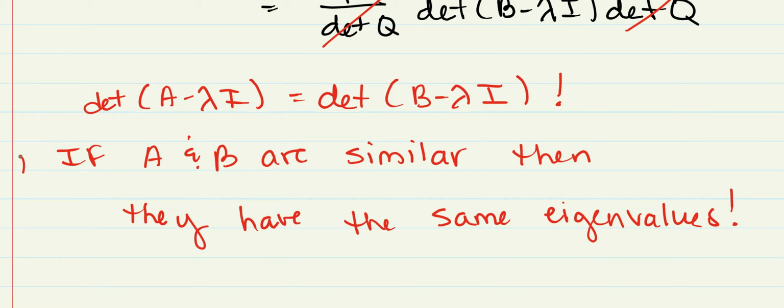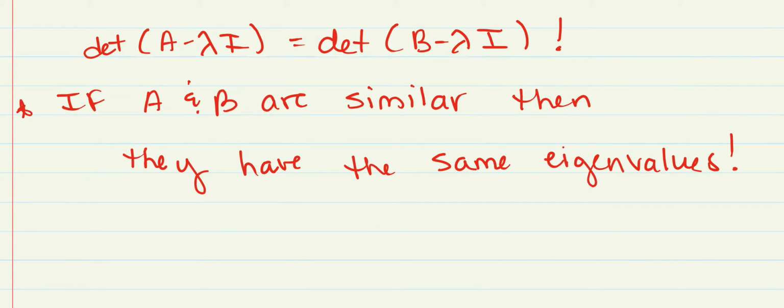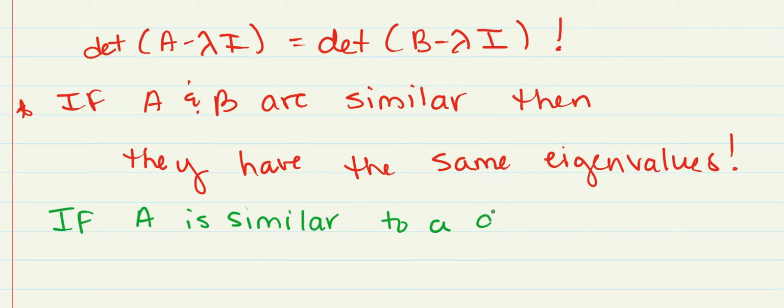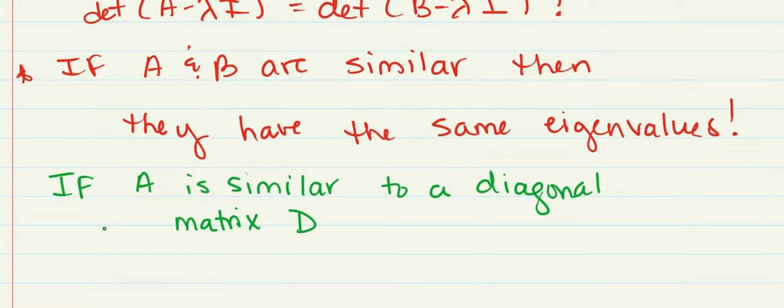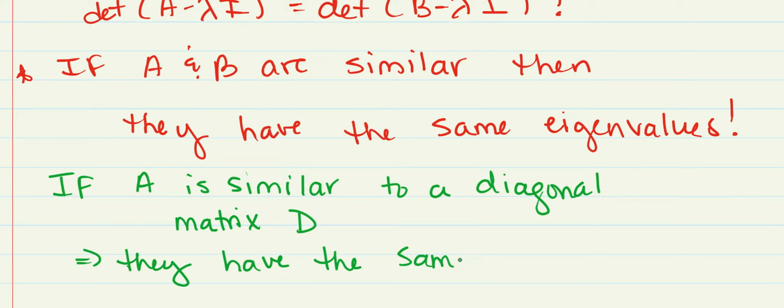Why is this important? Well, it can help us with some calculations, particularly if A is similar to a diagonal matrix, D. Then they have the same eigenvalues, but remember how you take the determinant of the matrix D. Because it's diagonal, it's just the product of the diagonal entries. So if it's the product of the diagonal entries, then what happens is the diagonal is actually just equal to the eigenvalues.